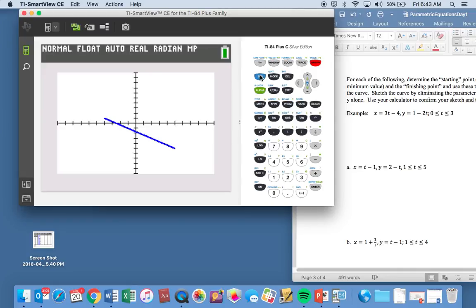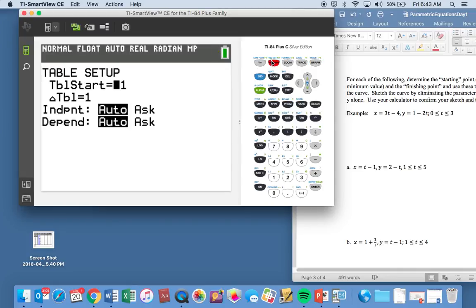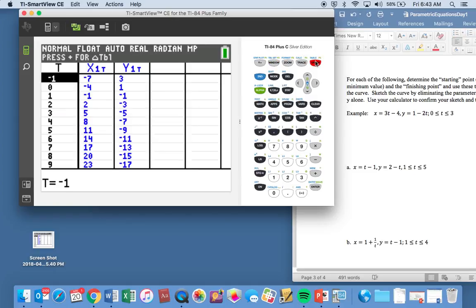One other way to explore might be to look at the table. So I'm going to set up this table. And let's see, I guess I will start with a table of -1, even though this is going to go outside the zone of my t value. When I go to look at the table now, I'm given a table of values, right? So t values and the consequential x and y values.